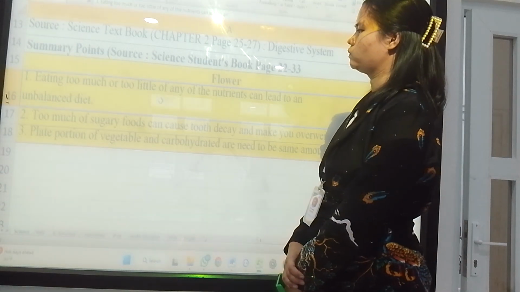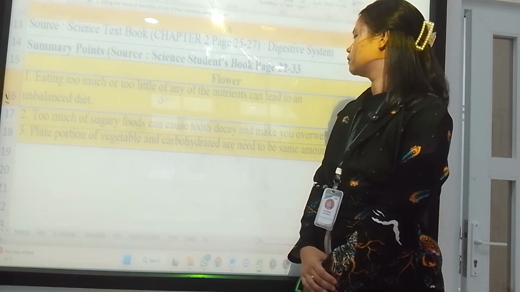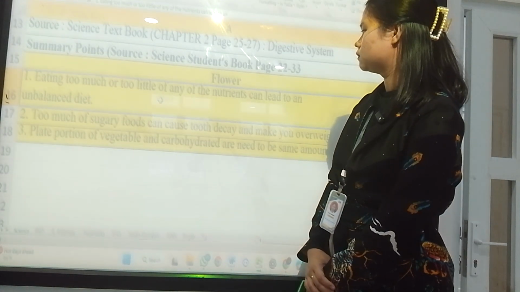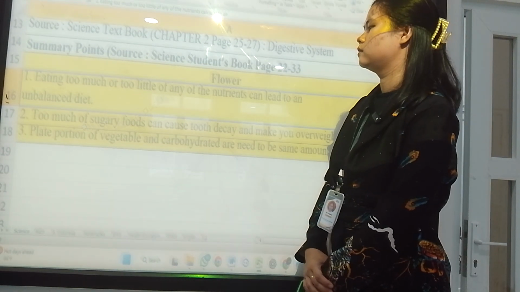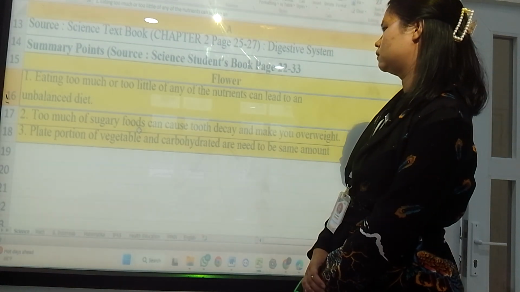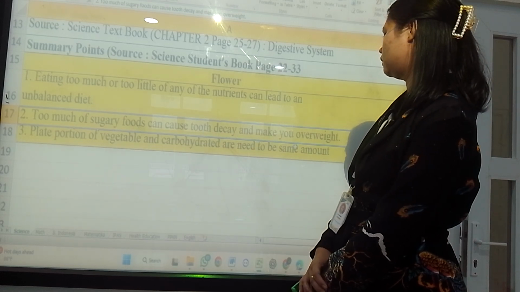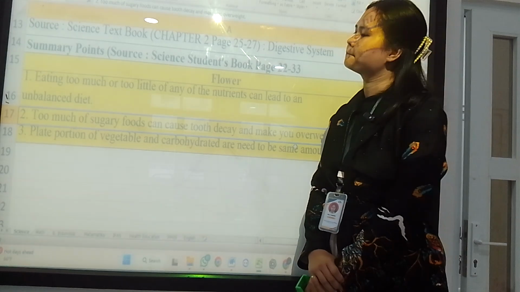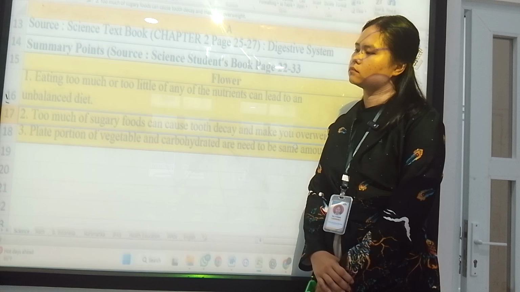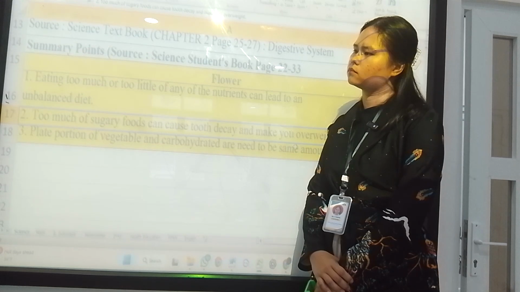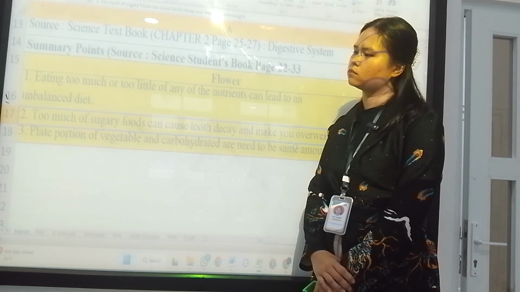Okay. So I have a question here. Eating too much or too little of any of the nutrients can lead to an unbalanced diet. And you explain here too much of sugary foods. It means if too much sugar can cause decay and make you overweight, right? Yes. So the question here is what if our body has less carbohydrate or less of a nutrient, for example, less protein for our body. What will happen with that?